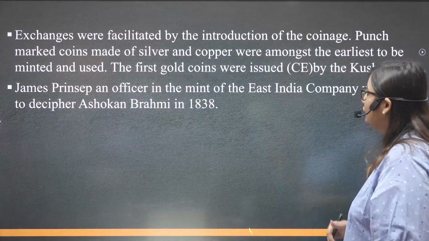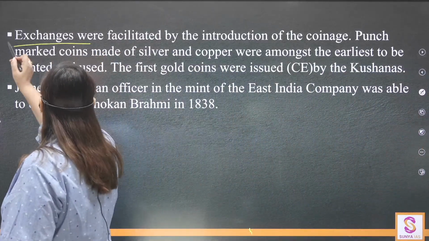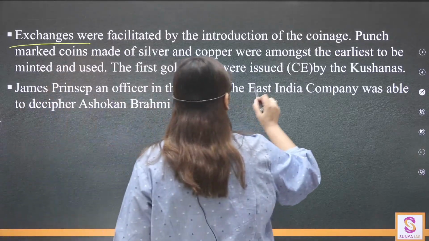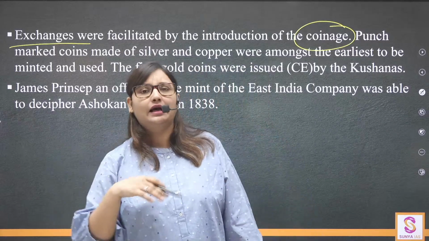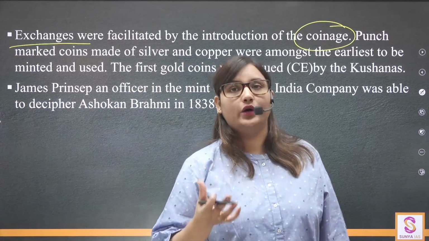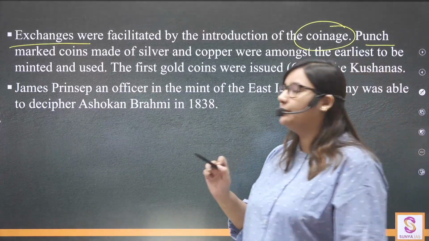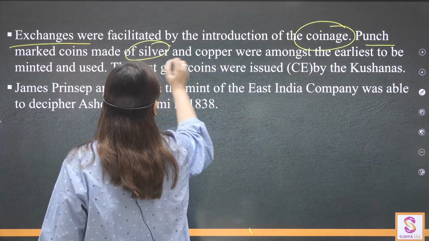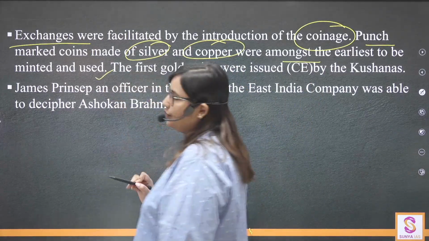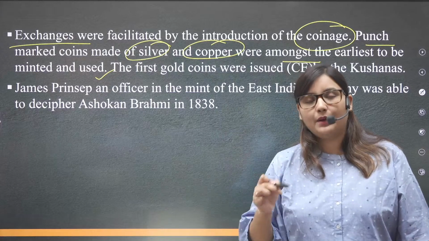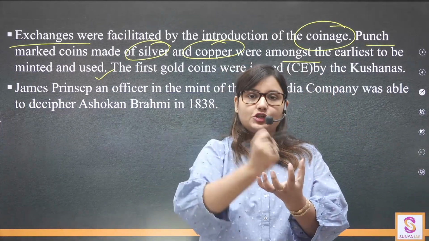Now come back to the topic. In your book, it is written that exchanges were facilitated by the introduction of coinage. As I told you, many shrenis and guilds used to make coins. Like punch marked coins were very famous. They were made up of silver and copper, and they were amongst the earliest to be minted and used. In the Vedic era, punch marked coins were there. Why is it known as punch? Because you make a mark by punching on the coin.